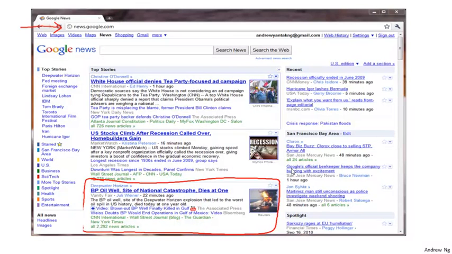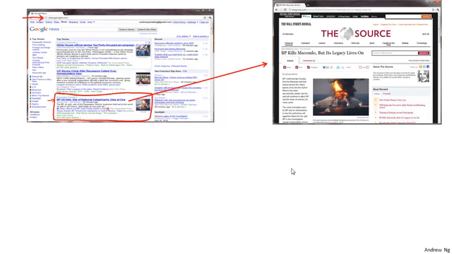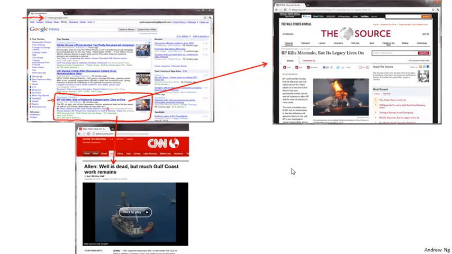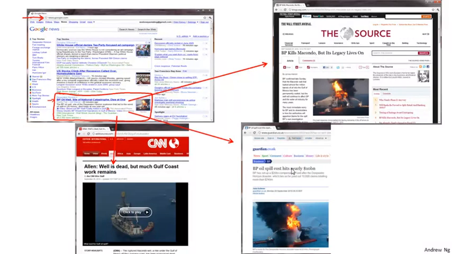So let's say I click on one of these URLs. What I'll get to is a web page like this. Here's a Wall Street Journal article about the BP oil well spill story. So BP kills Macondo, which is the name of the spill. And if you click on a different URL from that group, then you might get a different story. Here's a CNN story about, again, the BP oil spill. And if you click on yet a third link, then you might get a different story. Here's the UK Guardian story about the BP oil spill.